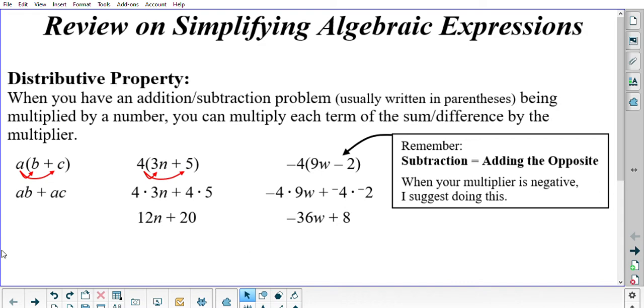Hello, this is Mr. Underkoffler, and today we're just going to do a small little review on simplifying algebraic expressions. And these guys start with a review on the distributive property, which is something we learned about before.